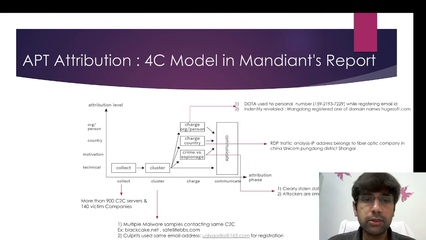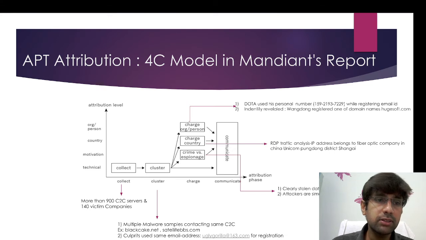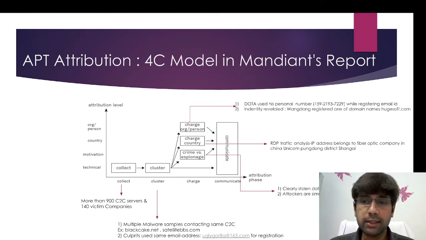So in this charge versus espionage phase, the fiber optic IP from which the jump server was connected was assigned to the networks that was built for a People's Liberation Army military unit with a designated name called 61398. And this report also publishes several names of real world identities of various threat actors who actively participated in this campaign. First one was DOTA, and second was UglyGorilla.